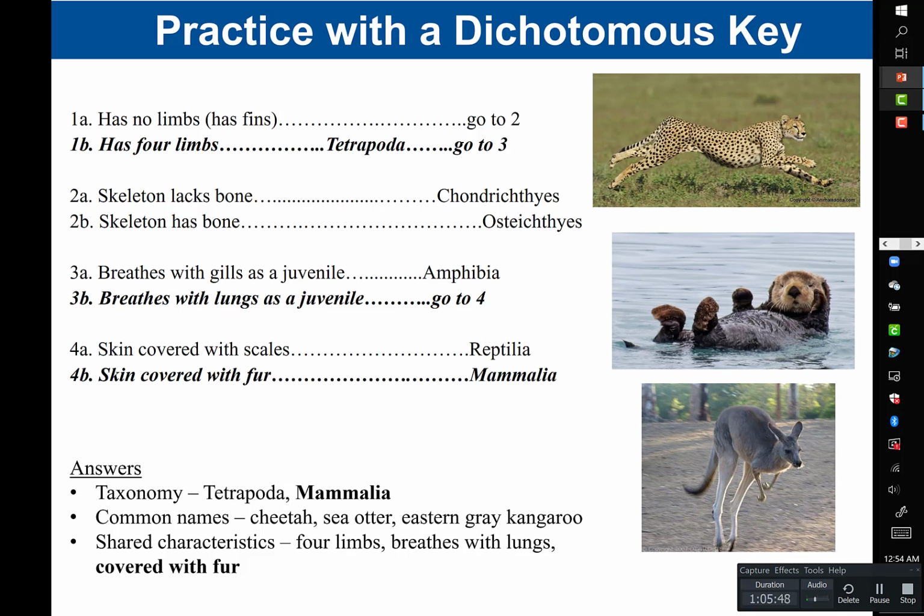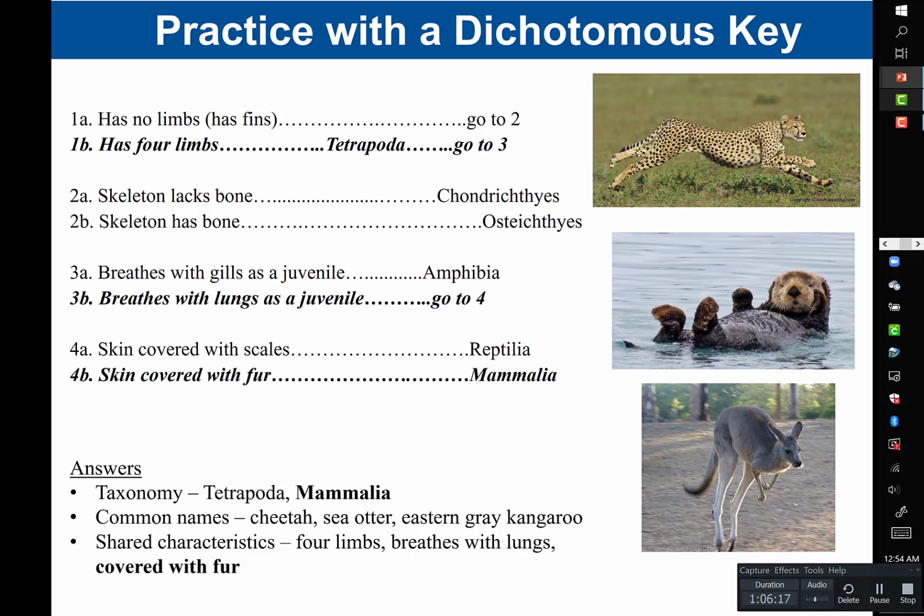Common names. What do we call them in everyday lingo? So the top one, a cheetah. There's a scientific name for that, but we're not asking you for the scientific name. Talking about common names. So we have a cheetah, we have a sea otter, and this bottom one is an eastern gray kangaroo. So when you look at the pictures, the common names are what you commonly call these.